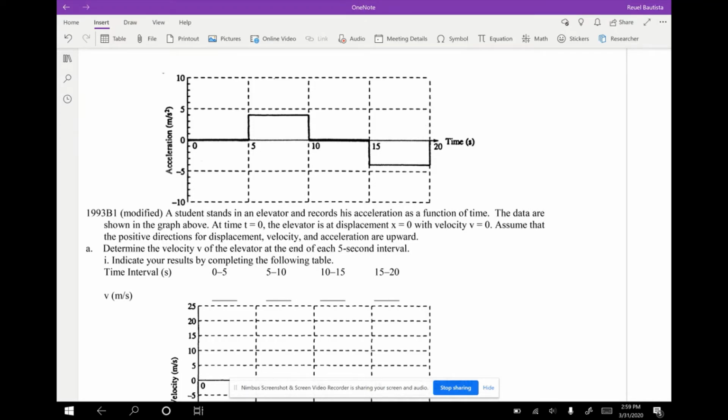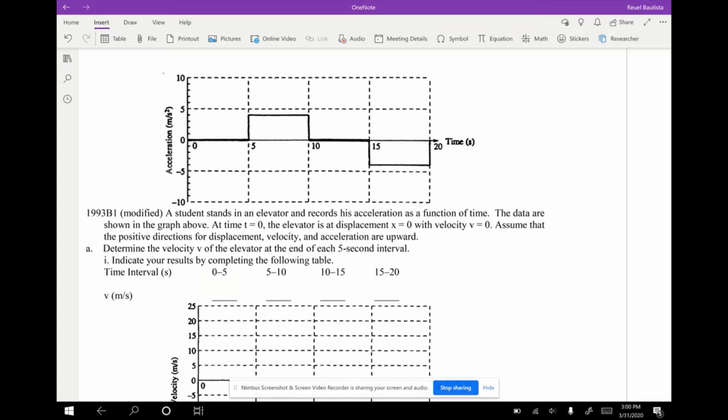Assume that the positive direction for the displacement, velocity, and acceleration are upward. We're in an elevator, right? So we're going to treat this direction as positive. So let's analyze the graph that's in front of us. The graph above is the acceleration versus time graph. So instead of looking at velocity or displacement, we're looking at acceleration as our y-axis.